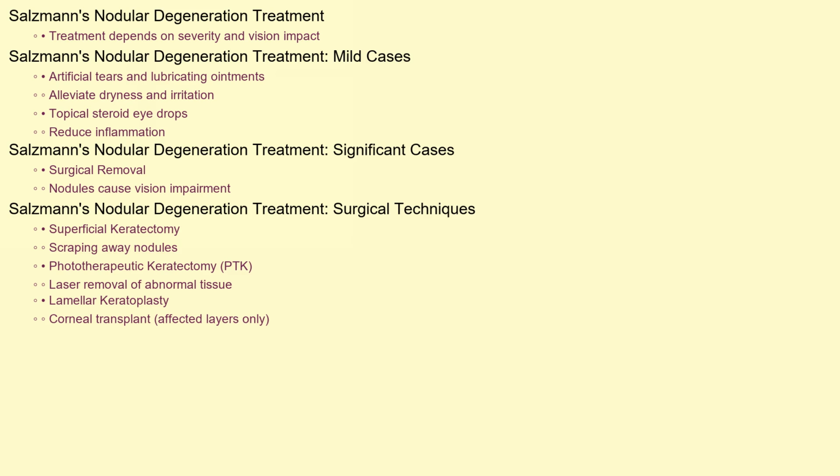Several surgical techniques can be used, including superficial keratectomy, where the nodules are carefully scraped away, phototherapeutic keratectomy, or PTK, which uses a laser to remove the abnormal tissue, and lamellar keratoplasty, a type of corneal transplant where only the affected layers of the cornea are replaced.